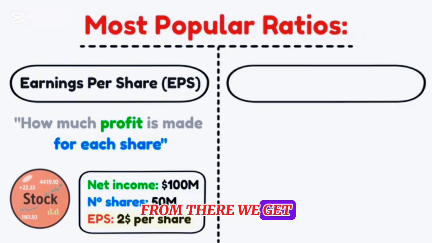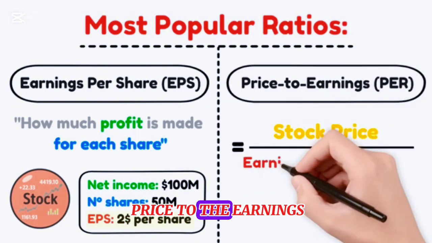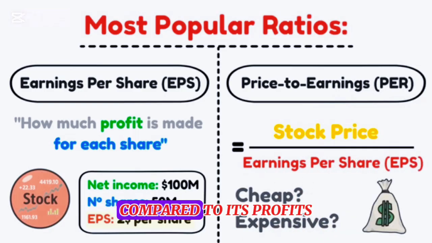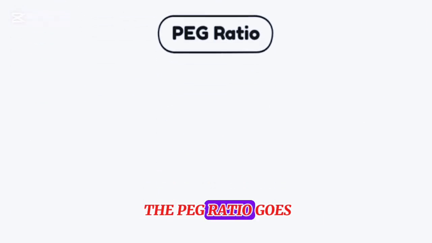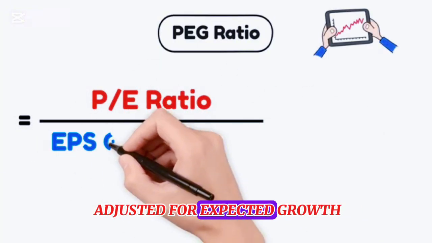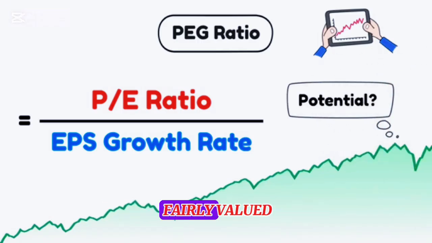From there, we get the price-to-earnings ratio. It compares the stock price to the earnings per share, showing whether a stock looks expensive or cheap compared to its profits. The PEG ratio goes a step further. It's the PE ratio adjusted for expected growth, helping investors see if a fast-growing company's stock is fairly valued.